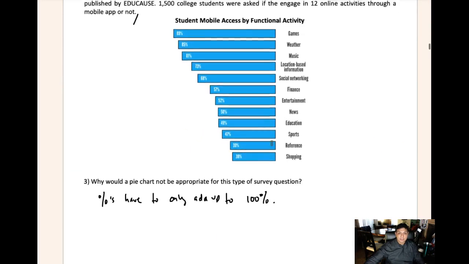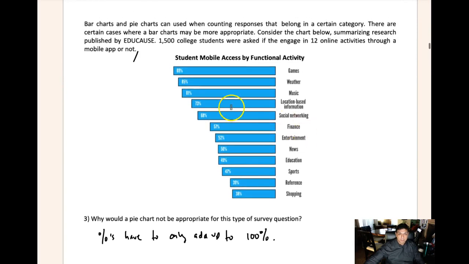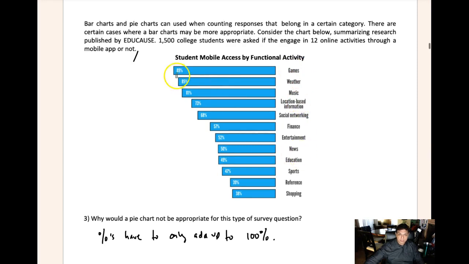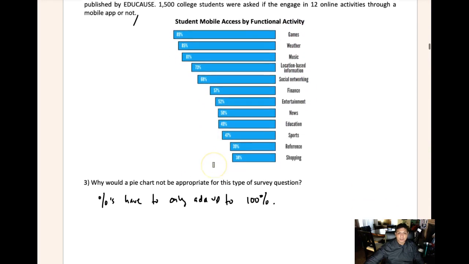And then you have another situation here, student mobile access by functional activity, and then the type of things they do on their mobile phones: games, weather, music, and so forth. And take a look here. Why wouldn't we use a pie chart in this case?